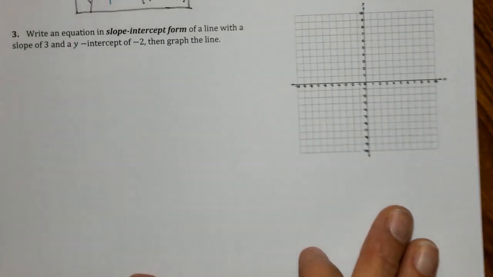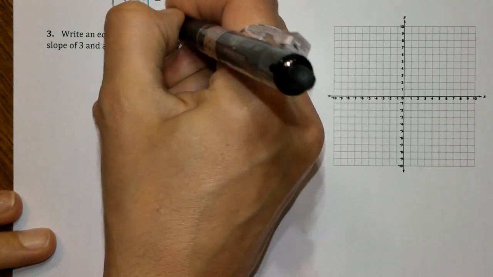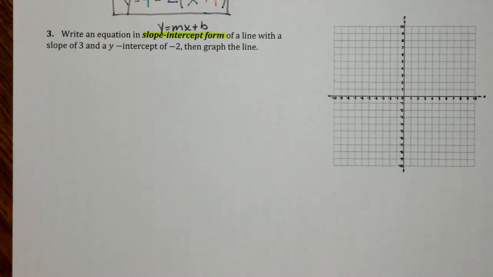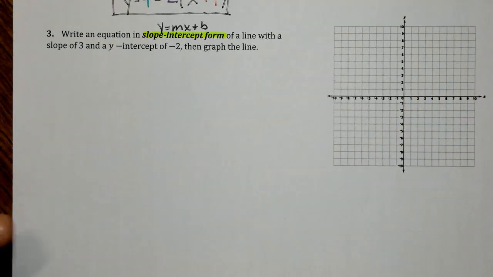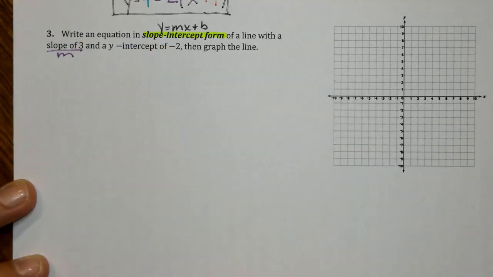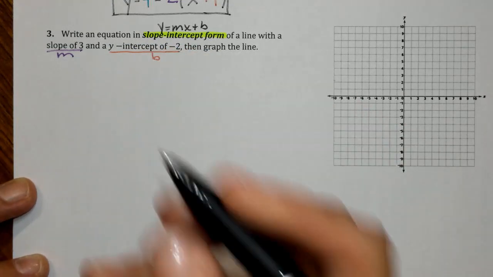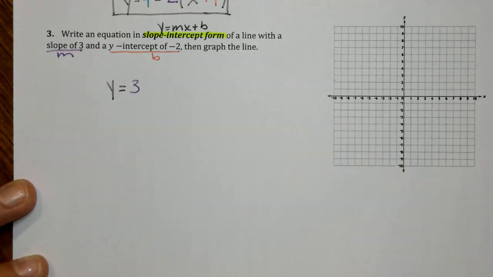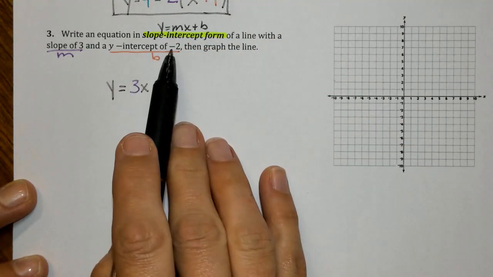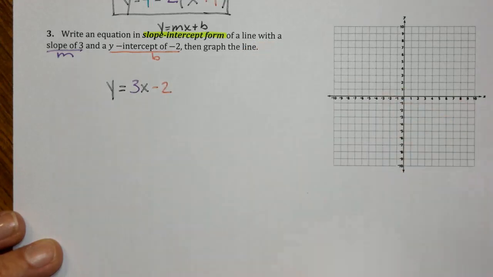Now we're going to write an equation in slope-intercept form. First thing we need to pay attention to, so we know exactly what form to write this in, will be the y equals mx plus b. And we're going to write the equation, and we're going to go ahead and graph it as well. It's going to have a slope of 3, so there's m, and it's going to have a y-intercept of negative 2. There's b. So y equals m, our slope, 3, x plus b. Again, we have plus a negative, so this will turn to a minus 2.